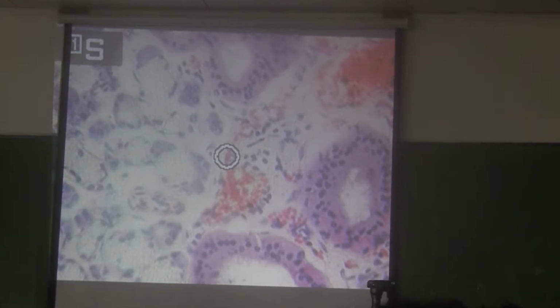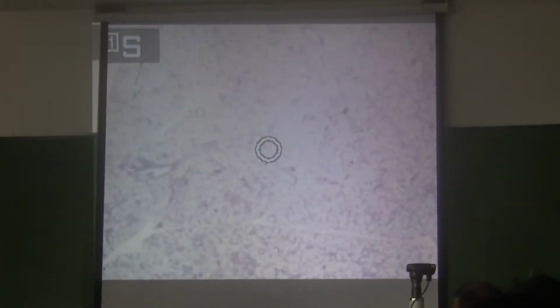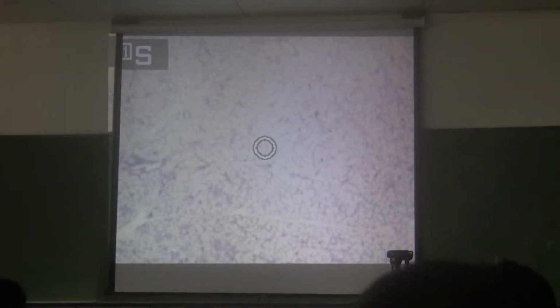Next specimen. So that's sublingual gland. Next we go to serous. Sublingual gland. This is mucus. This is the sublingual gland. If you look at your slides, this is a mixed gland, but predominantly mucus, sublingual.